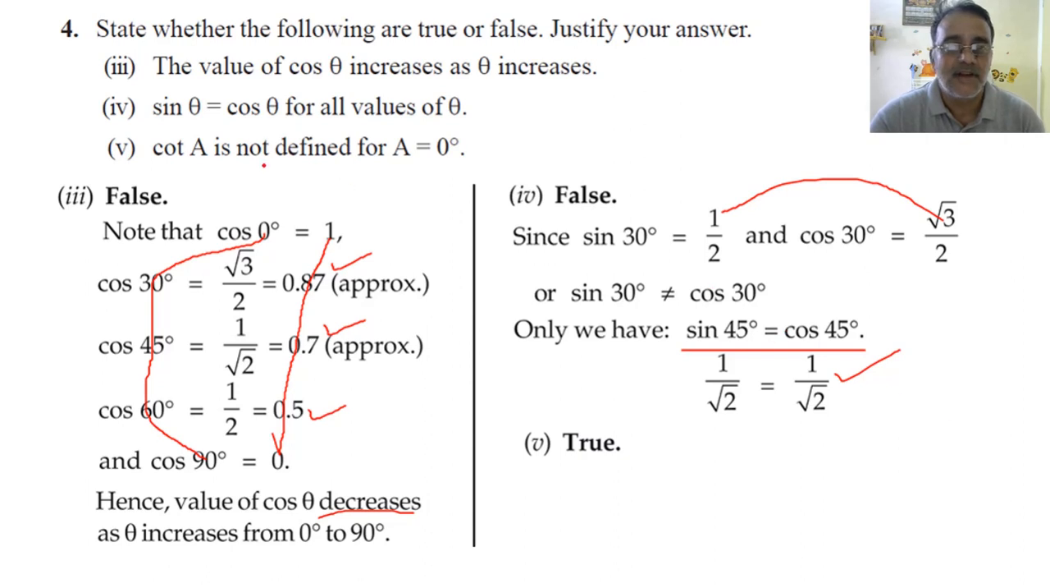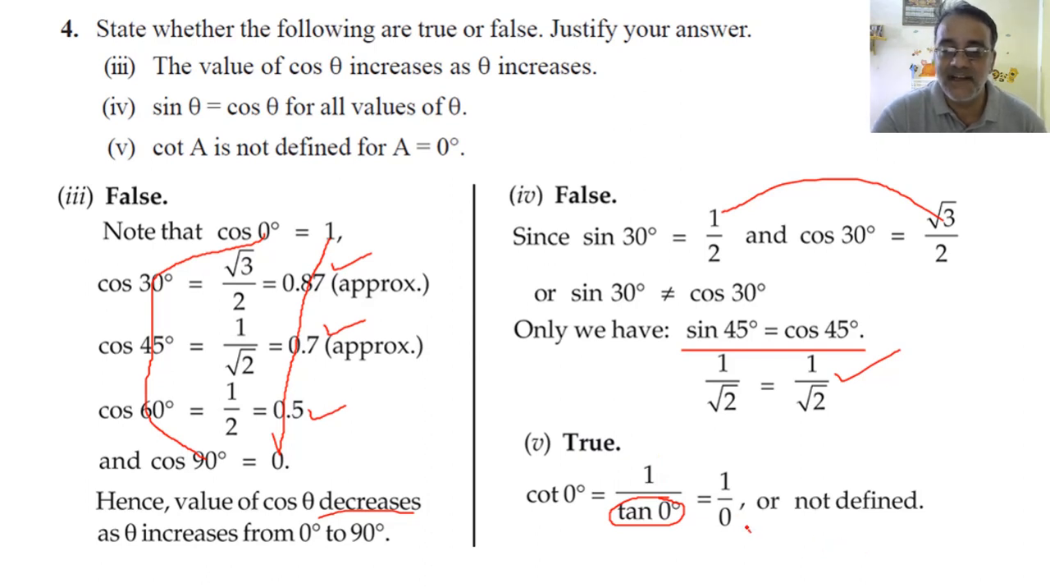No, sir. Next, cot A is not defined for A is equals to 0. True. Because what is tan A? Tan 0 degree? Zero. And cot A is what? Cot 0 degree will be how much? 1 upon tan 0 degree, and this value is 0. So 1 upon 0 is not defined. Clear?